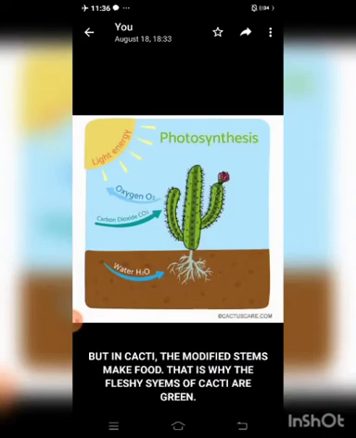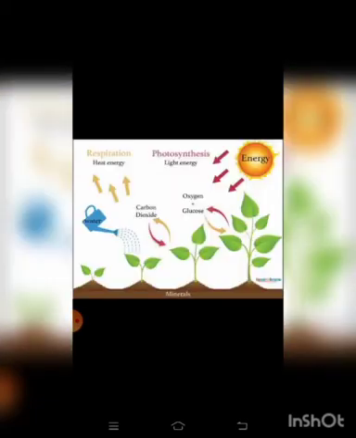But in cacti, the modified stems make food. That is why the fleshy stems of cacti are green. Here, carbon dioxide and water react in the presence of chlorophyll and sunlight to form glucose and release oxygen. This glucose is the food for plants.